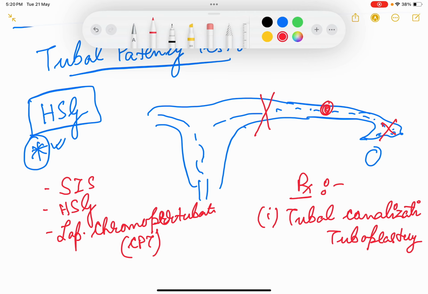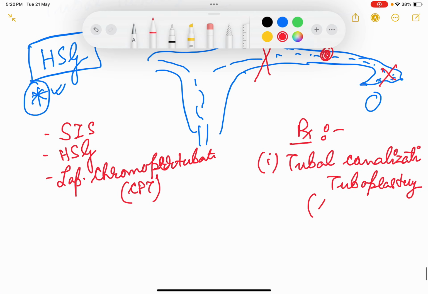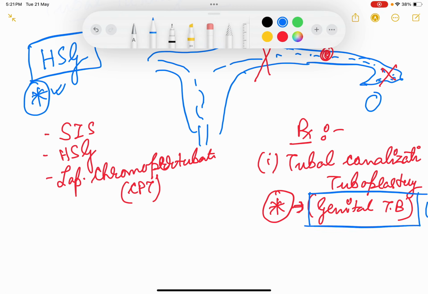The most common cause of tubal block is genital tuberculosis. Very, very important from the Indian scenario. So, kindly go for the second video which I have on genital tuberculosis. Kindly look at that. It is a very common area of questioning which comes in your examination.